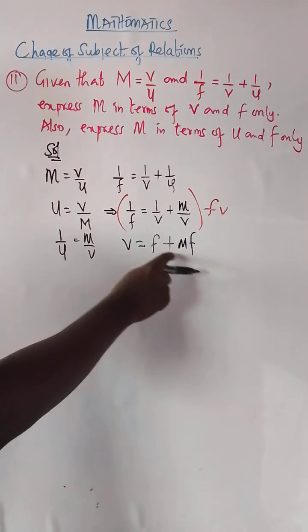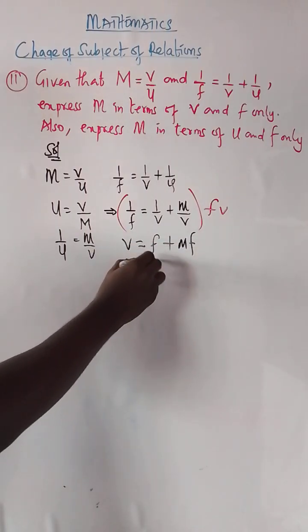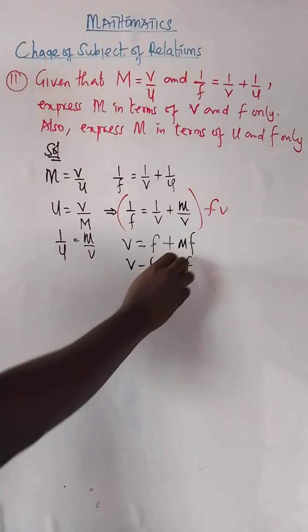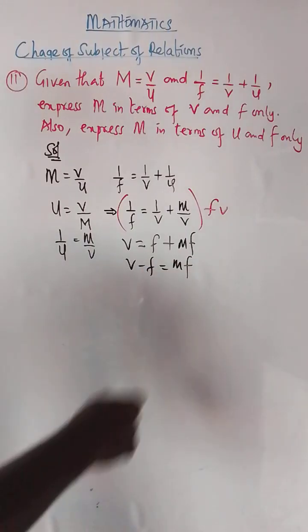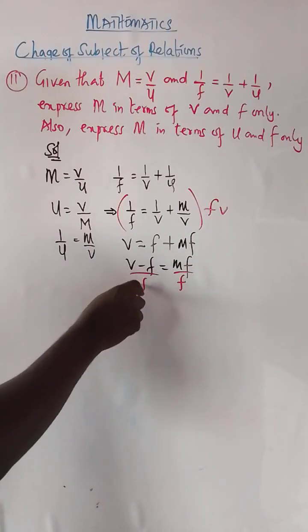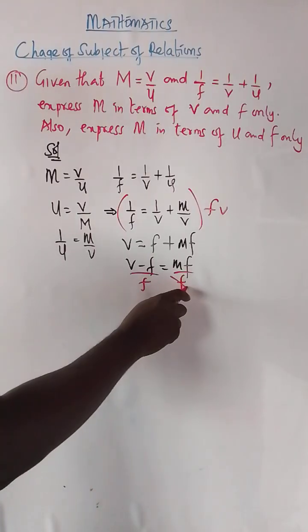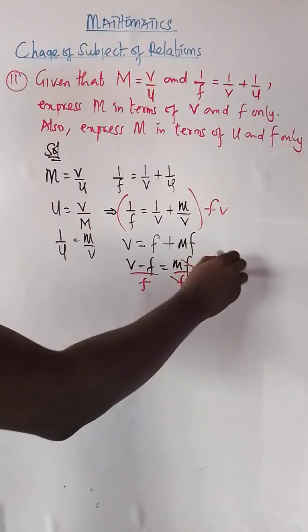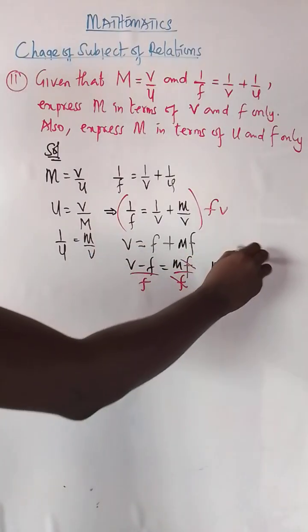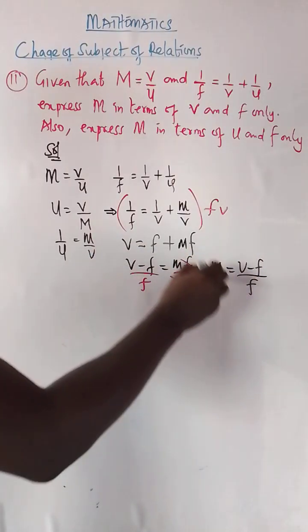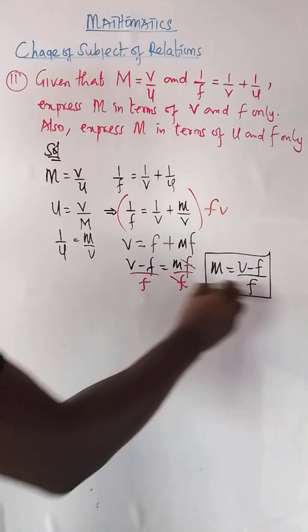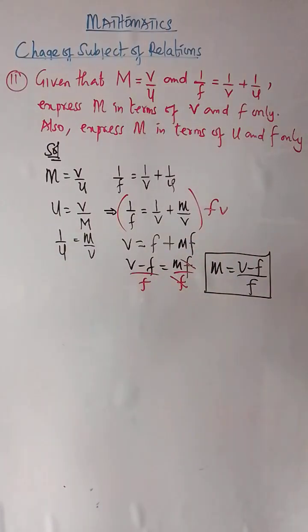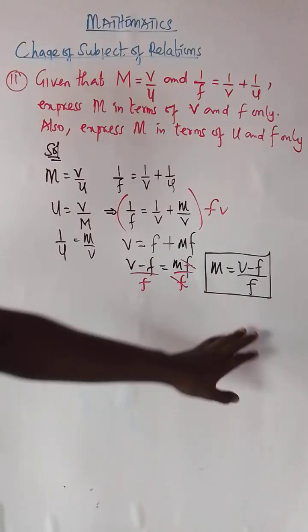What's our aim? To get M. So we can make this V here. So V minus F equals to MF. Since our aim is to get M, we'll divide both sides by F over F. So this cancels this. So from here we can say M equals to, what do you have here? V minus F over F. So that is the connection between M in terms of V and F, no U.